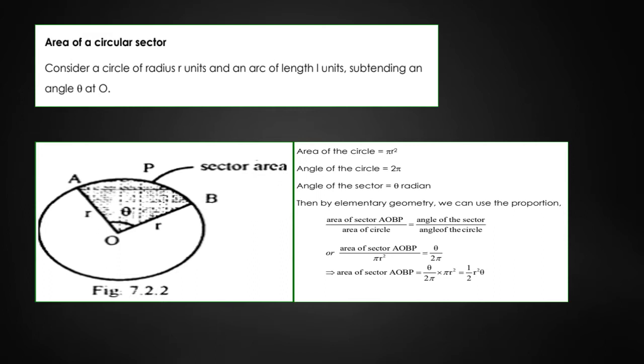So by elementary geometry we can use the proportion: area of a sector AOBP divided by area of a circle is equal to angle of the sector divided by angle of the circle. Area of a circle is pi r square, angle of the sector is theta, and the angle of the circle is 2 pi. Multiplying both sides by pi r square, area of sector AOBP is equal to theta divided by 2 pi multiplied by pi r square. Pi and pi cancel, so our answer is 1 by 2 r square theta.